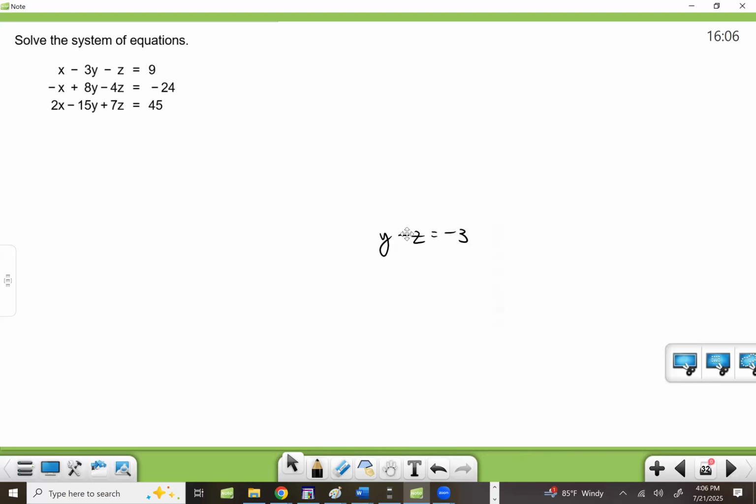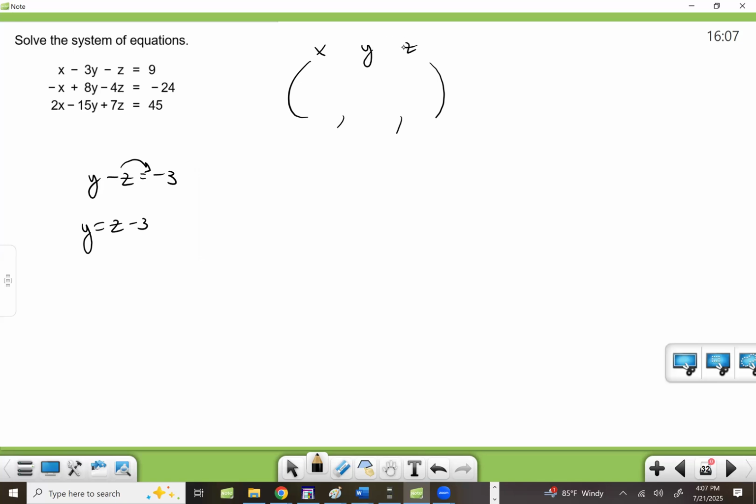So you're going to go to one of your boxed equations and pick the easiest variable to solve for. I can see that y is going to be really easy to solve for if I just move the z over to the other side and make it a positive z. What this does is, for our ordered triple, it tells me two of the values. Remember how it goes x, comma, y, comma, z? It tells me that y is z minus 3. And because everything has to be in terms of z, z is going to stay z.